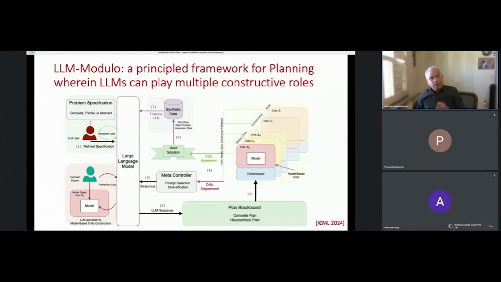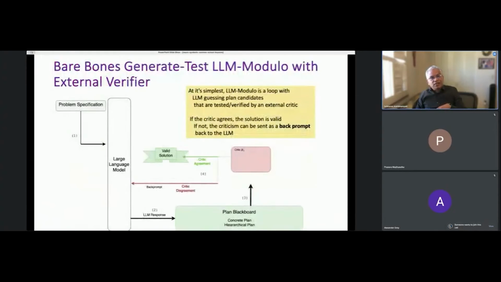They can help in the problem specification stage, in the domain model extraction stage, and also, most importantly, in this generate-test stage. And then on the right-hand side, you have a bank of critiques. The correctness critiques cannot be played by LLMs. As I pointed out, they can't check correctness, but the style critiques can actually be played by LLMs. I'll mention that in a minute again. And so this basically is the LLM-Modulo architecture.